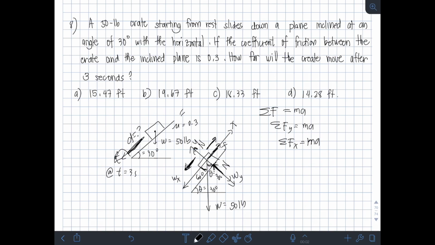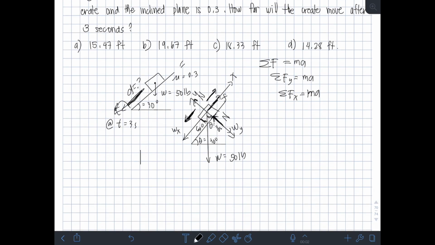Okay? Redraw lang natin para mas clear yung free body diagram natin. Okay, ito yung x at y axis. So, ito yung normal force. Ito yung weight natin, W equal to 50 pounds. And then, yung theta niya is 60 degree with respect dito sa x-axis. And then, meron tayong friction force dito. Okay? So, pwede na tayong mag-sum up ng force. So, dito muna tayo sa summation of force along y equals ma.